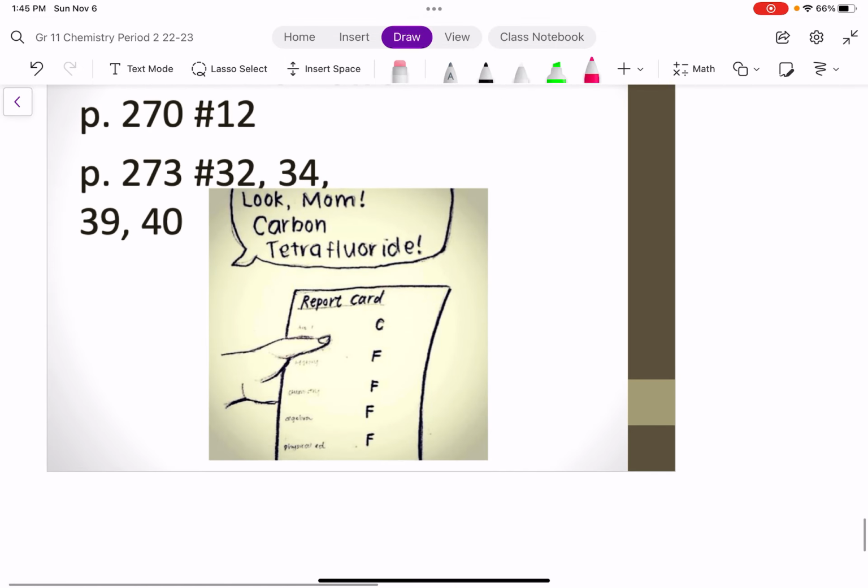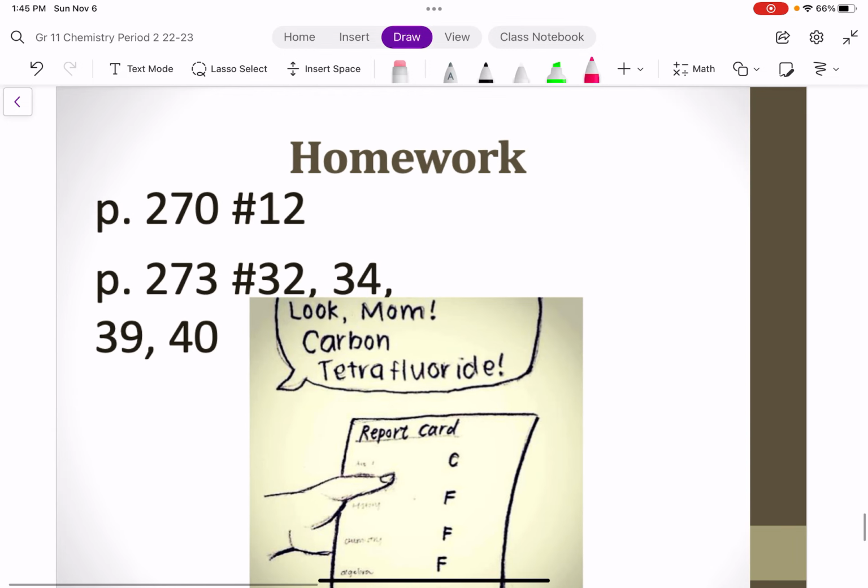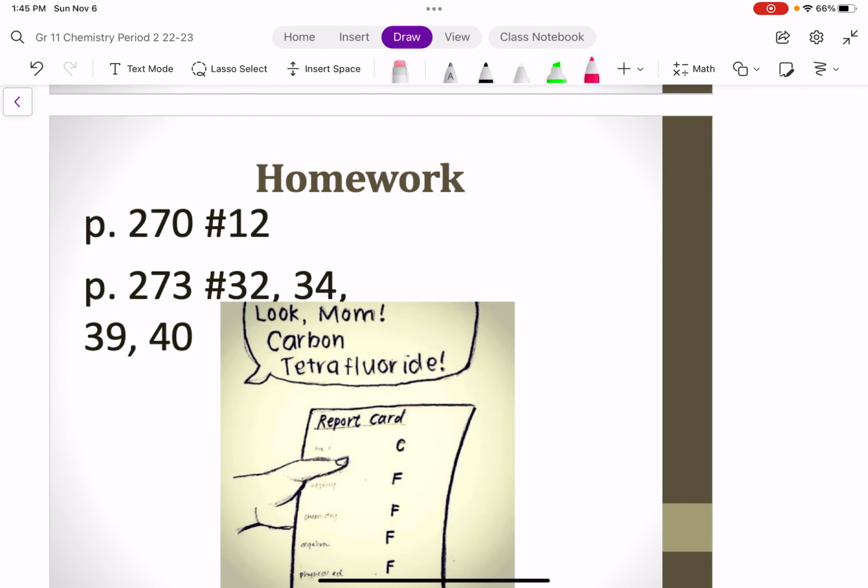So for homework, I want you to practice solving for empirical formulas. There are just 5 questions, and yeah, that's it.